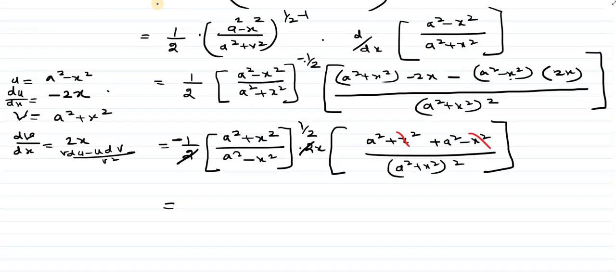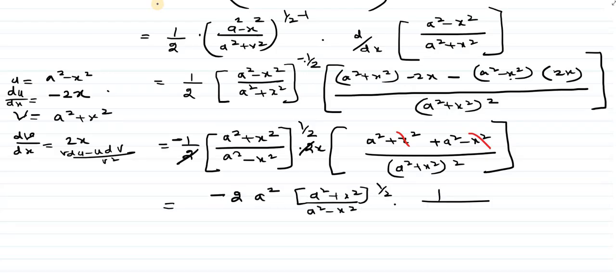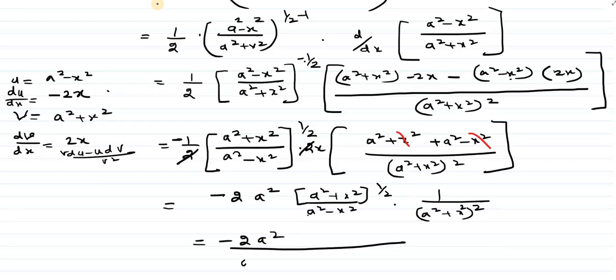So what you will get? Minus 2a square, a square plus x square to the power half divided by a square minus x square to the power half, and here 1 by a square plus x square, the whole square. Now minus 2a square divided by a square minus x square to the power half. Correct or no? This bracket I need to put correctly.